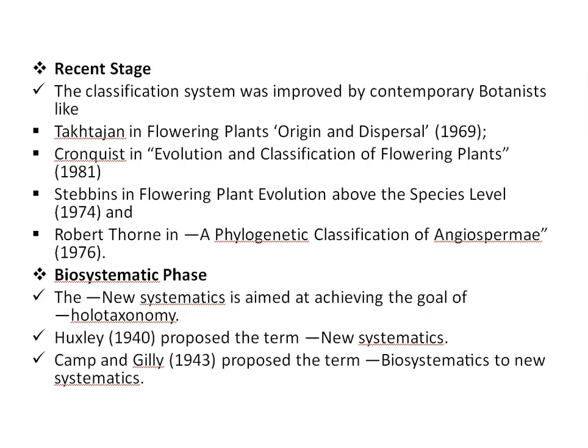Then the biosystematic phase. The last 50 years have seen a qualitative improvement in the area of taxonomic concept and application by the advancement of biosystematics. The new systematics is aimed at achieving the goal of holotaxonomy. Huxley in 1940 proposed the term new systematics. Then Camp and Gilly in 1943 proposed the term biosystematics for new systematics. The number, size, and shape of chromosomes were considered by cytotaxonomists as very reliable parameters for cytotaxonomic classification. The development of techniques like two-dimensional paper chromatography and identification of chemical substances in plants as secondary metabolites led to the development of chemotaxonomy.